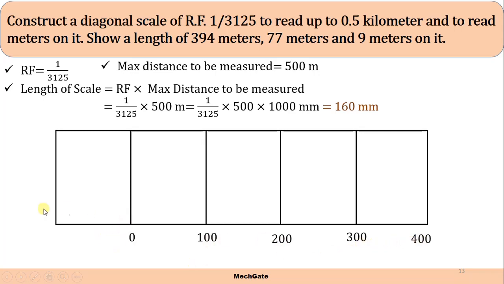Put 0 at the end of the first main division and from the right hand side mark 100, 200, 300 and 400. So this is also equivalent to 100. So in total we can measure 500 meter maximum distance. Put meters over here. Now on the left hand side of the 0 there are also meters, but here the meters are in the range of 10, 20, 30. So we will divide this length into 10 equal parts. Each part will give us 10 meter.